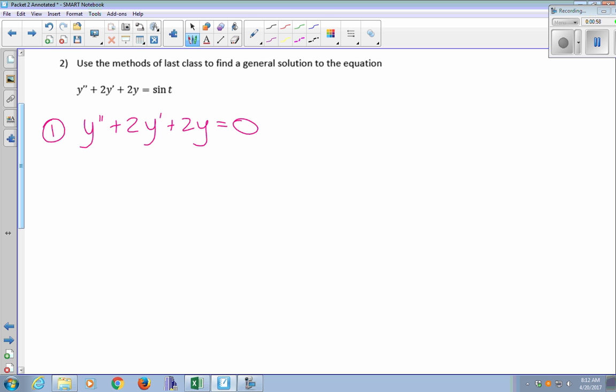So without having to do all the work that we had been doing for a long time, you can just write down the characteristic equation based off of the differential equation. This is going to be s squared plus 2s plus 2 equals 0. It's familiar, right? And then I want to solve this. Does it factor? It doesn't, so I have to use the quadratic formula.